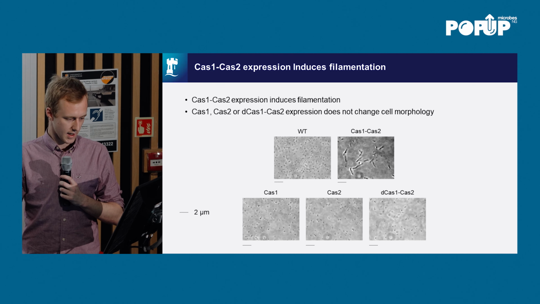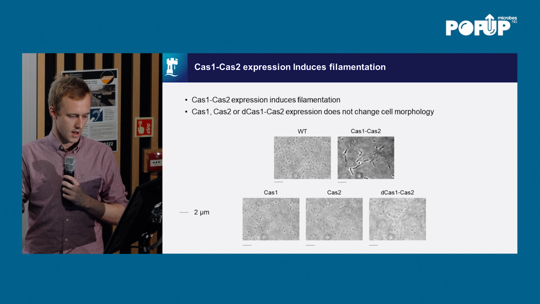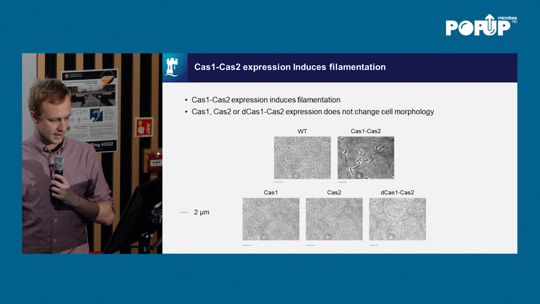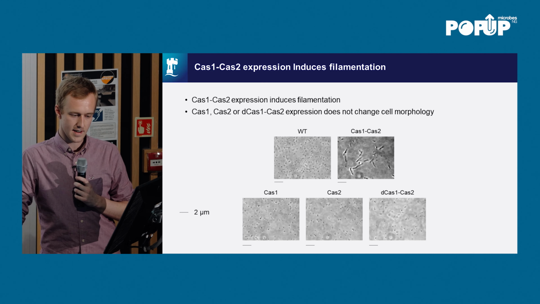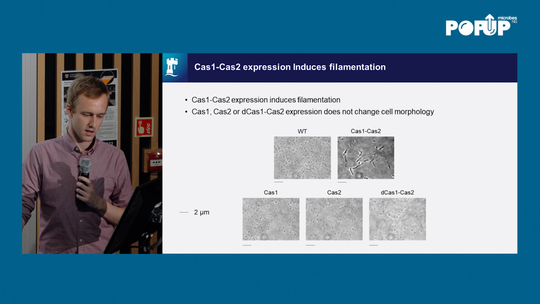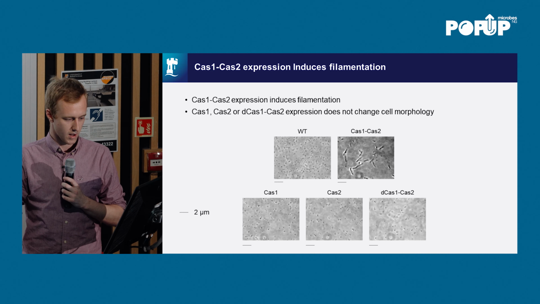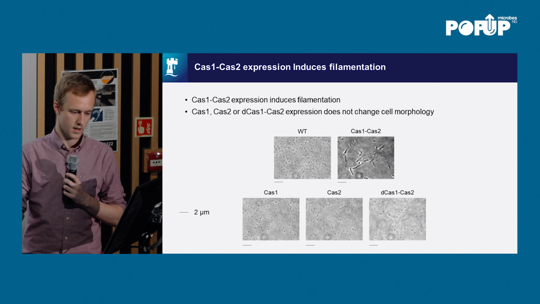So this first image here is just a wild type E. coli under a light microscope, and you can see it's a classic rod shape. So then in this next image, I overexpress Cas1, Cas2, and you can see that the cell morphology changes a lot. Massive cellular filamentation is induced.